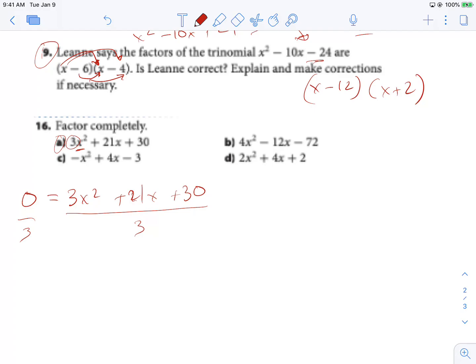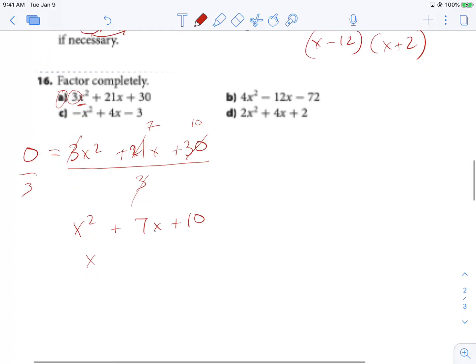So what that actually ends up doing is we can cross that 3 out. This is going to reduce down to 7. This is going to be divided by 3. That's going to be 10. So what our new equation is, x squared plus 7x plus 10, and we can solve that. So what are our factors going to be here? What multiplies to that? We have x plus 5 and x plus 2. And that's how that works.